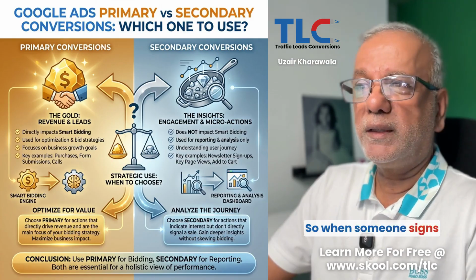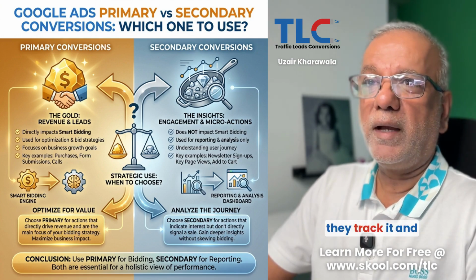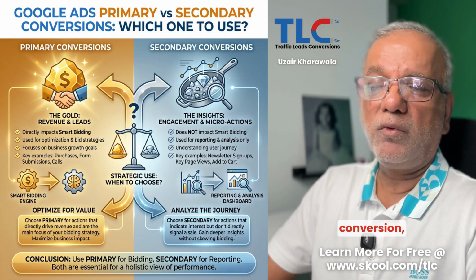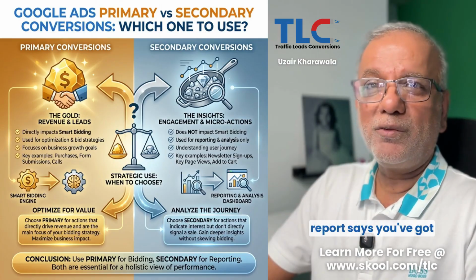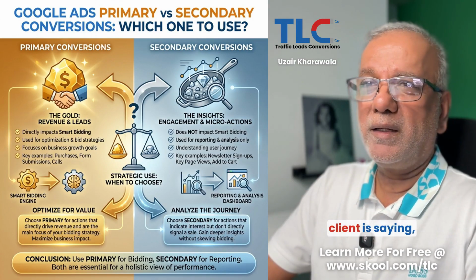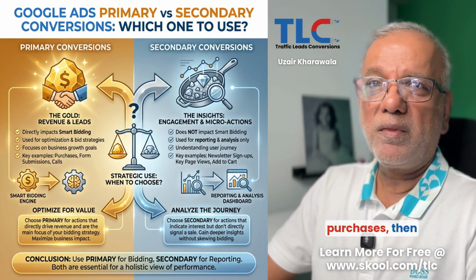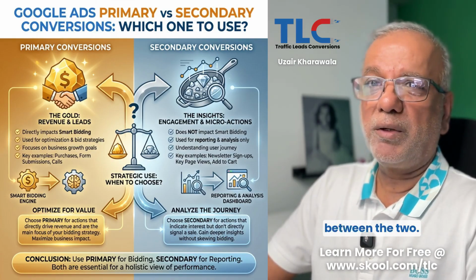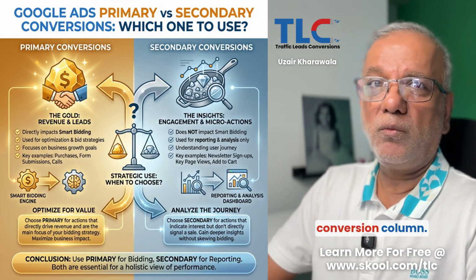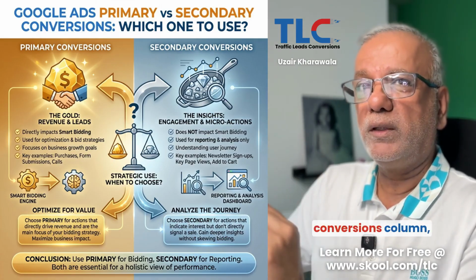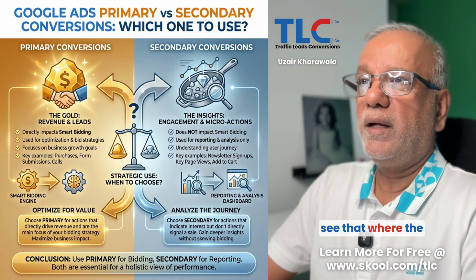So when someone signs up for a newsletter or clicks on an add to cart button, they track it and report it as a primary conversion, which is not correct. Because if the report says you've got 50 conversions, but the client is saying, well, we only had 3 calls or 3 form submissions or purchases, then there's a big disconnect between the two. That is not correct, because you cannot report this under the conversion column. It goes under the all conversions column for sure. But then you can see where the disconnect is.